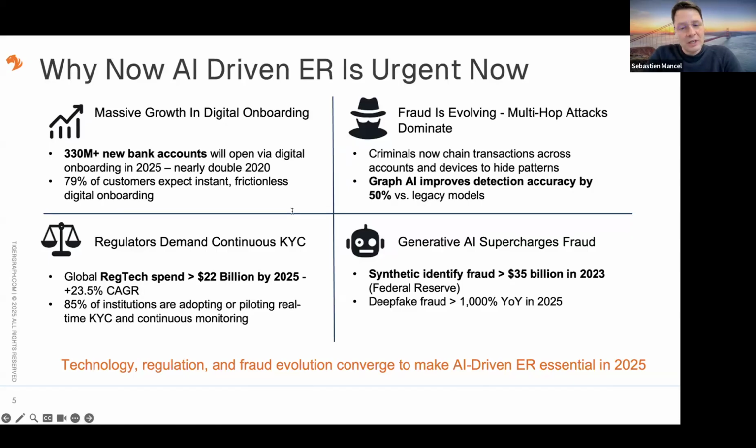And then there's the rise of generative AI. That's created a new frontier for fraud: synthetic IDs, deepfakes, and AI-generated documents. Synthetic identity fraud alone caused $35 billion in losses in 2023, and deepfake-driven fraud has surged over 1,000% year over year. So financial institutions need AI that can fight AI.